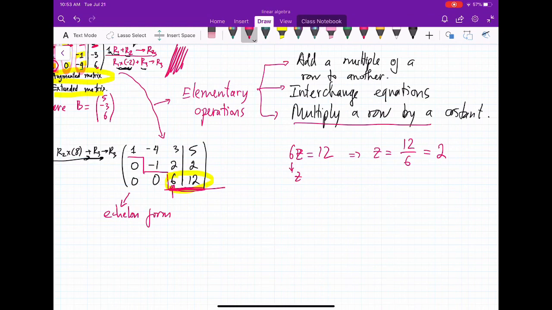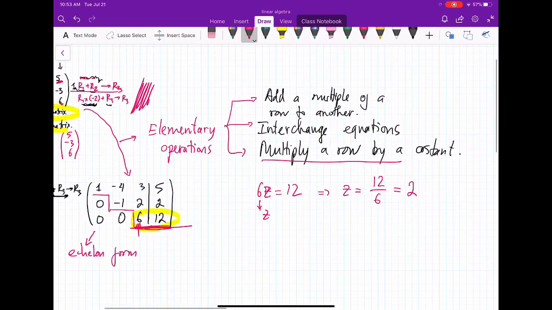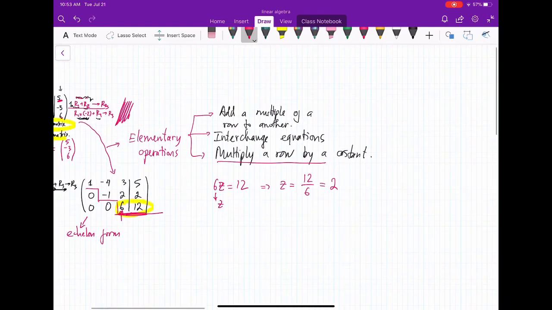So all these three operations are called elementary operations, and they will not change your system in the sense that if you get a new system, the solution set of the new system should be the same as the solution set of the previous system. And if you go back to the original, so you have equivalent systems. Okay, you have equivalent systems.